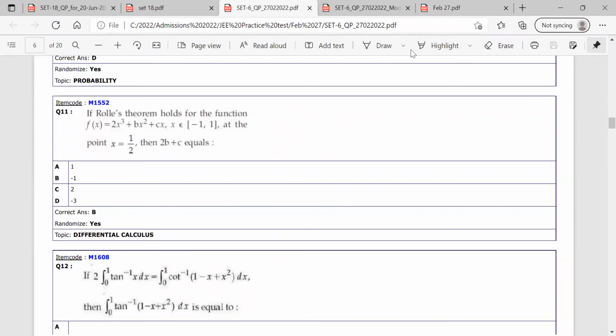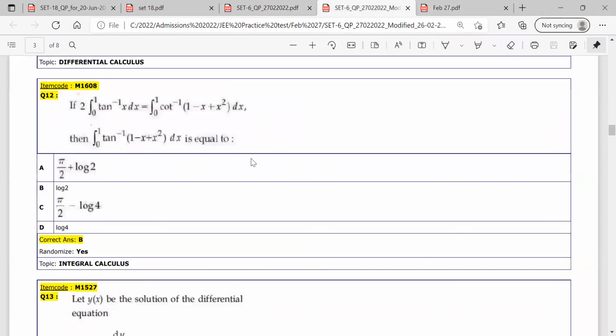Now we'll look into the next question, that is question number 12. I'll read out question number 12. It is given that 2 times the integral from 0 to 1 of tan inverse x dx equals the integral from 0 to 1 of cot inverse of (1 minus x plus x squared) dx.